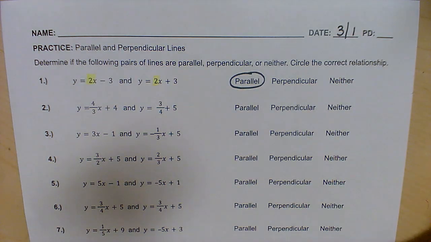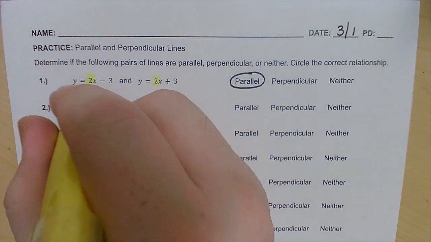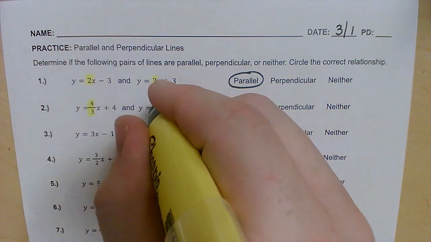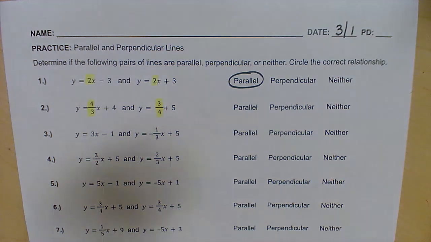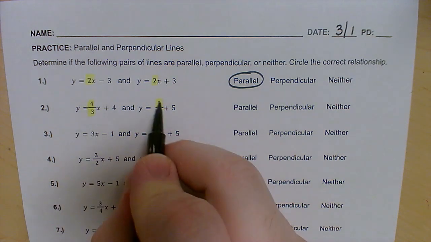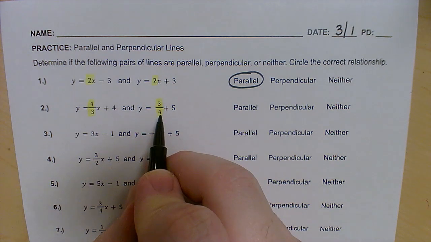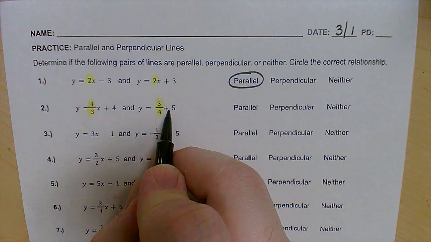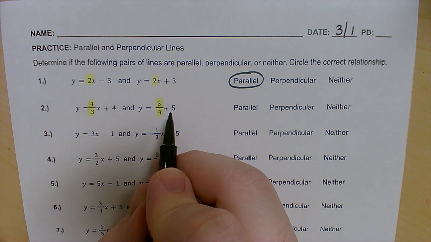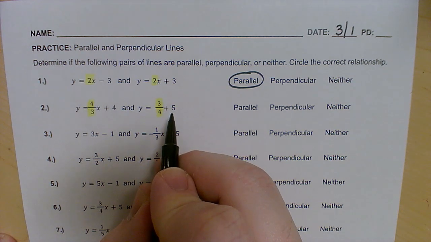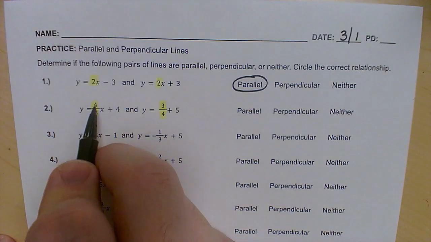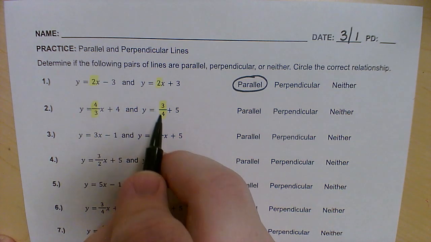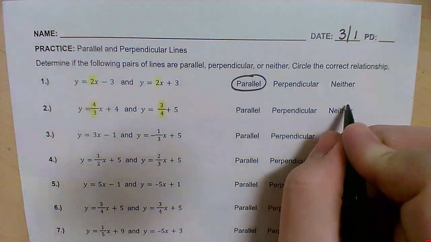For number 2, 4/3 x, so the slope is 4/3, and 3/4, and I realize there's no x there. Now, 4/3 and 3/4 are not the same fraction. Now, they're both positive. For it to be perpendicular, remember you have to have the opposite reciprocal slope. The opposite of 4/3 is negative, okay? So this is neither.